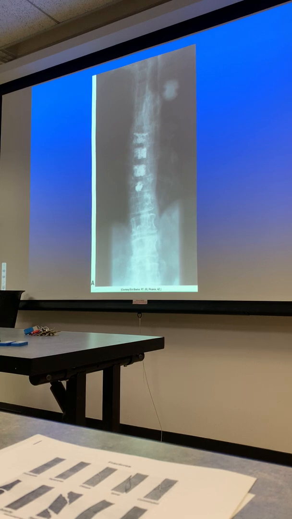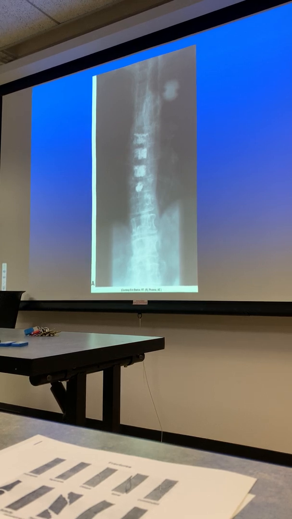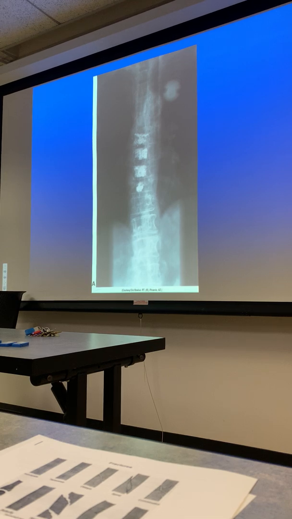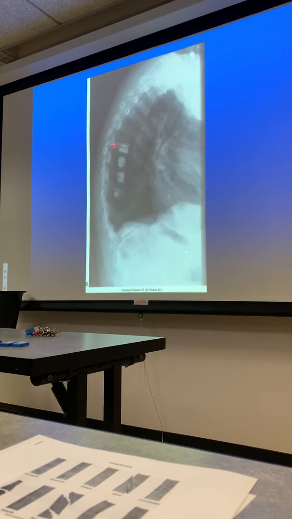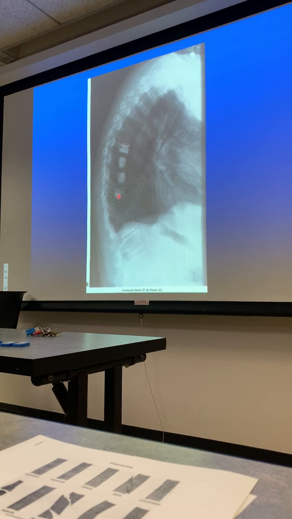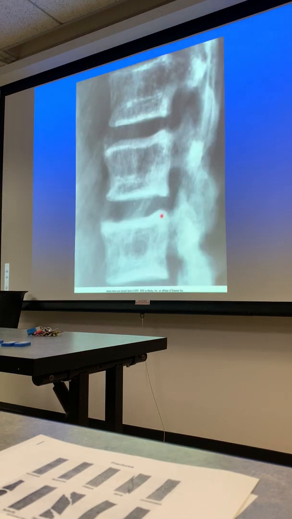And you guys seen that vertebroplasty? I love the smell of that stuff. It's like a nail salon. I know, when they mix it together. So here's a lateral view with the vertebroplasty.